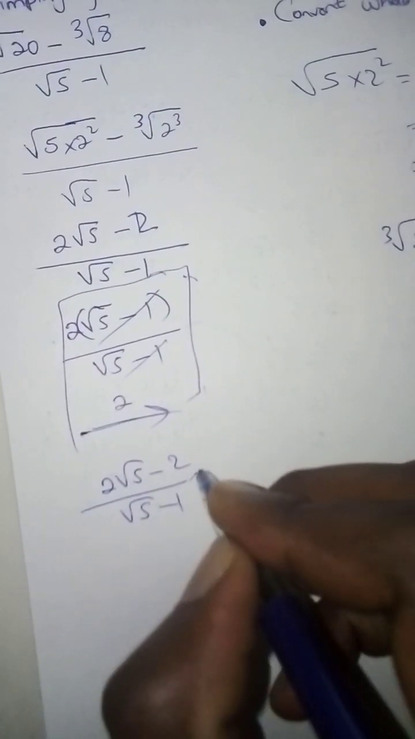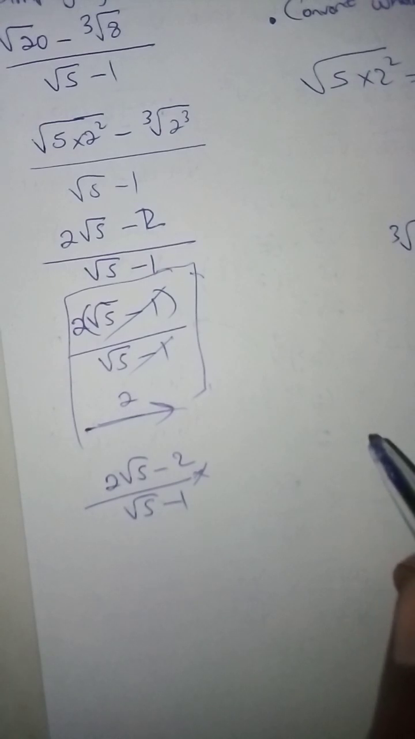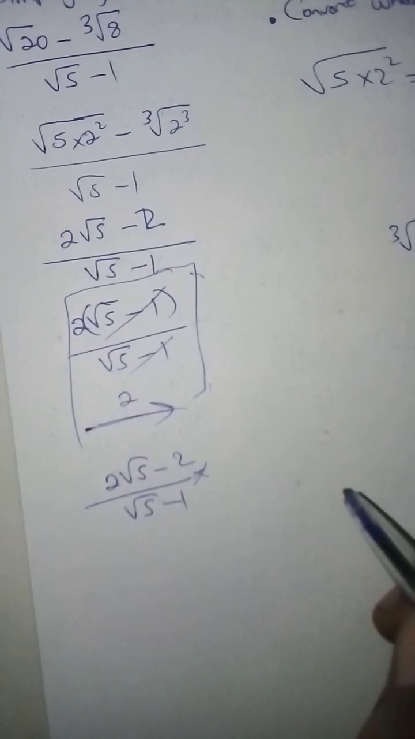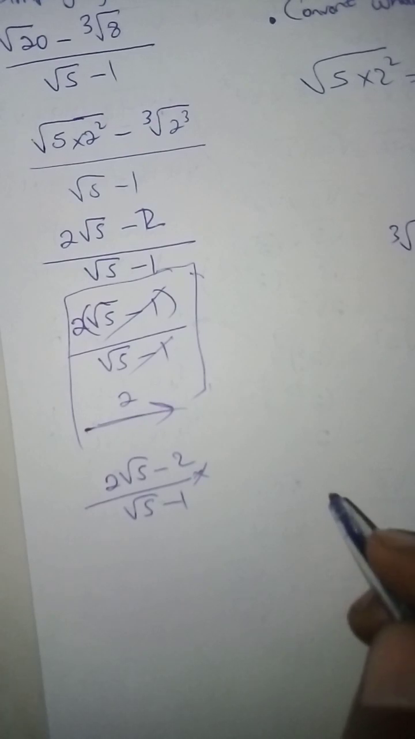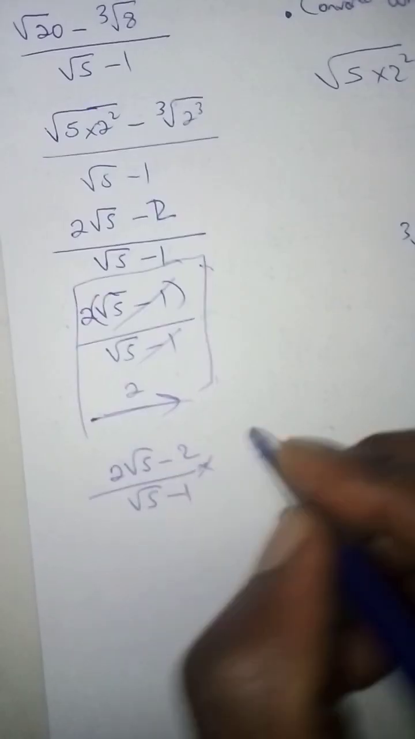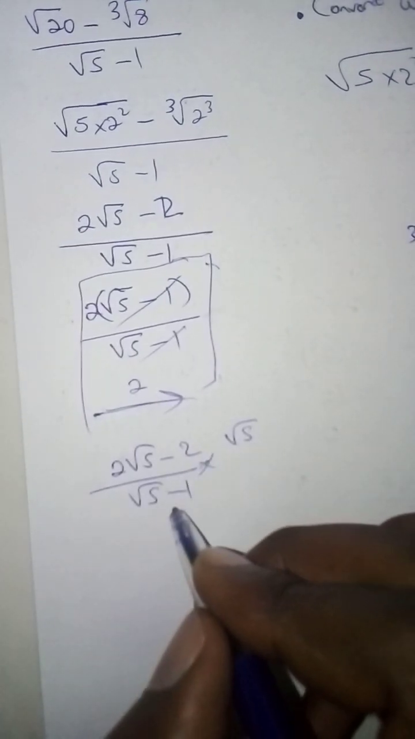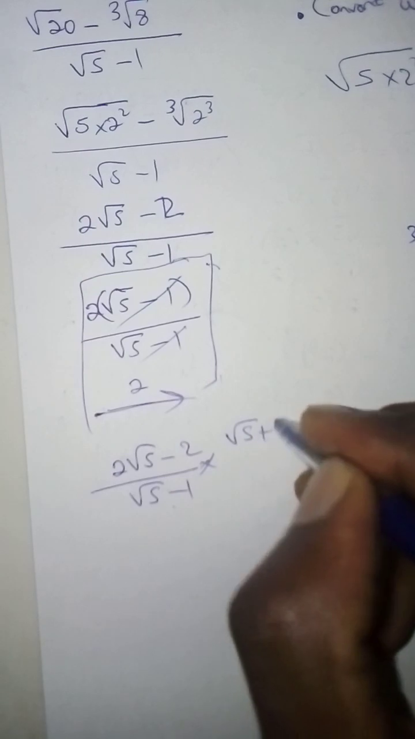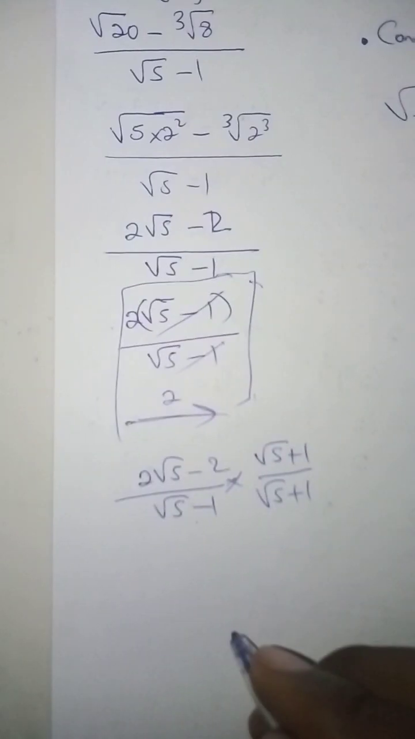You multiply the numerator and the denominator by that exact original denominator. But if it has an addition or a subtraction sign in between, then that sign will change, right? So that's square root of 5. Instead of saying minus 1, we are going to say plus 1. Square root of 5 plus 1.